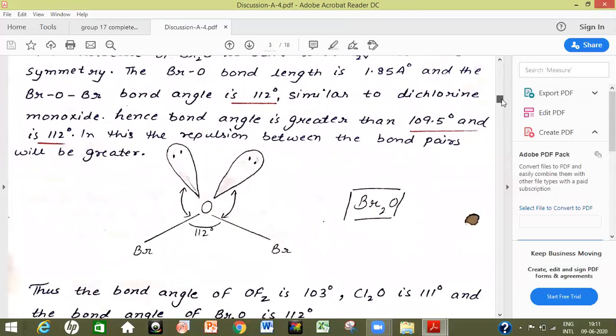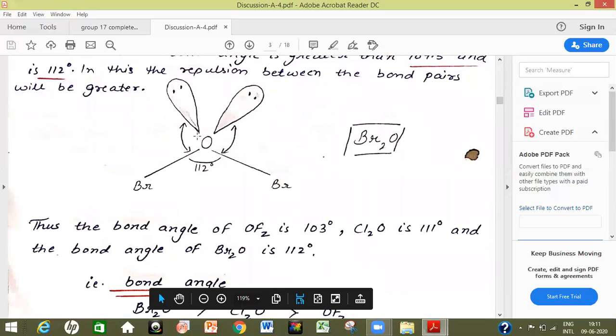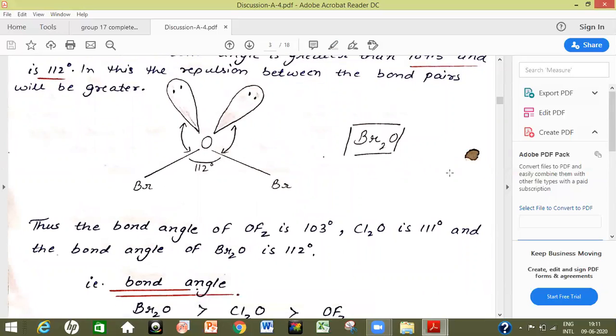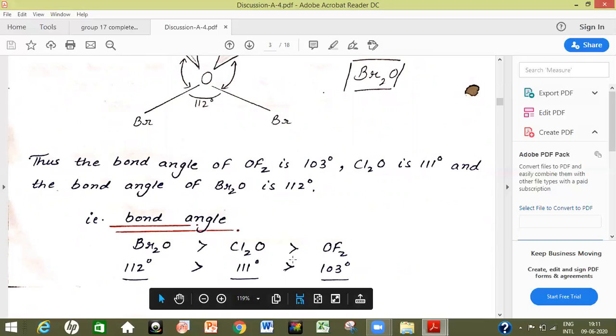Further, in case of bromine, bromine is less electronegative in comparison to chlorine. So here the increase in bond angle will be more in comparison to that of chlorine. That is, OBr2 has the highest bond angle in comparison to Cl2O and OF2. So these are the bond angles and this is the order of the bond angles.